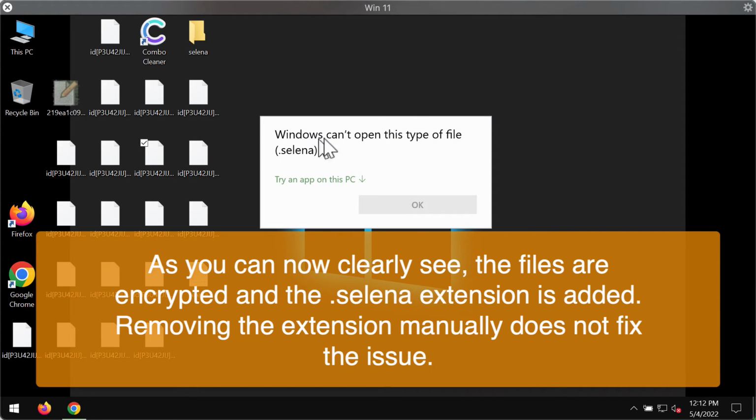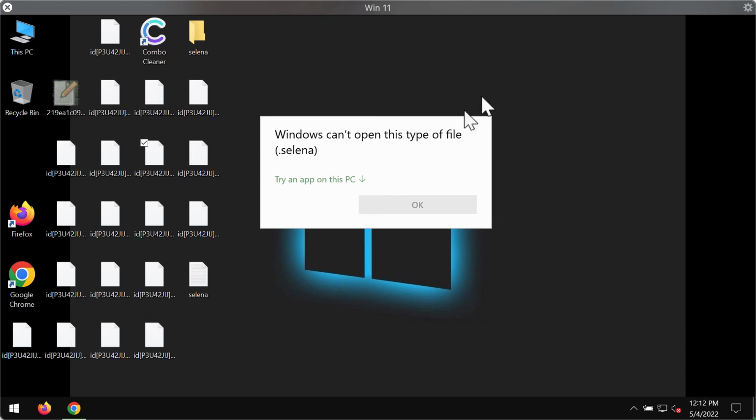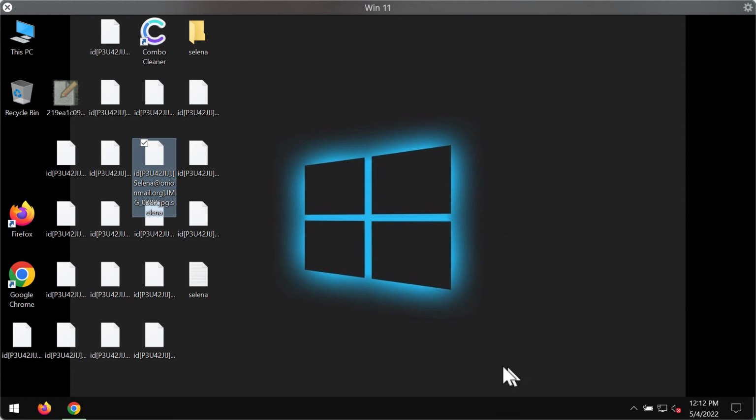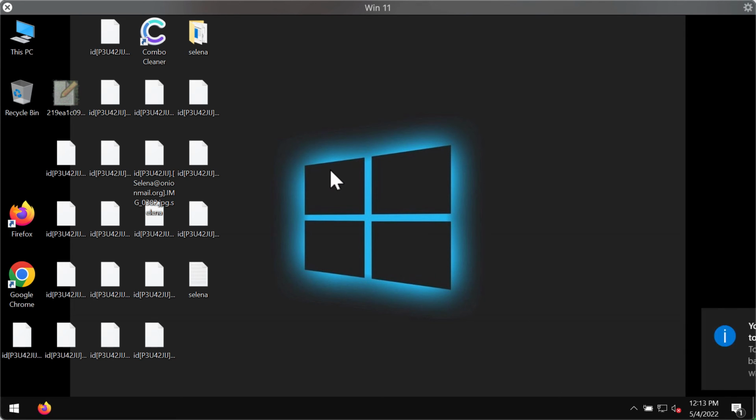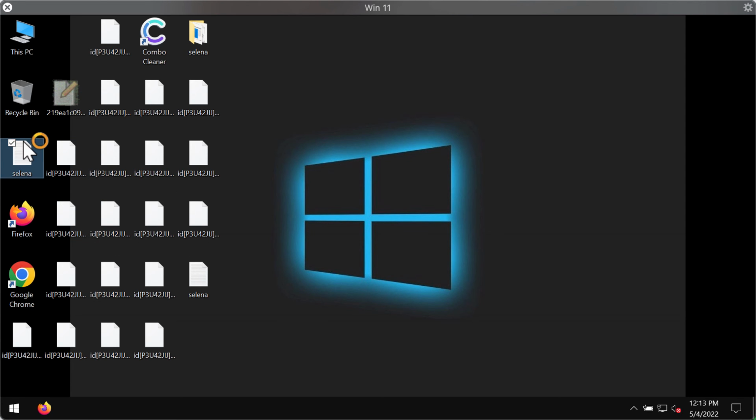So when you try to open this specific file, you get a message saying that Windows cannot open this type of file with the Selena extension. The ransomware then instructs its victims to pay the special ransom for file restoration. However, of course, paying the ransom is not a good solution. This doesn't guarantee that the files would be restored even if you pay the ransom.